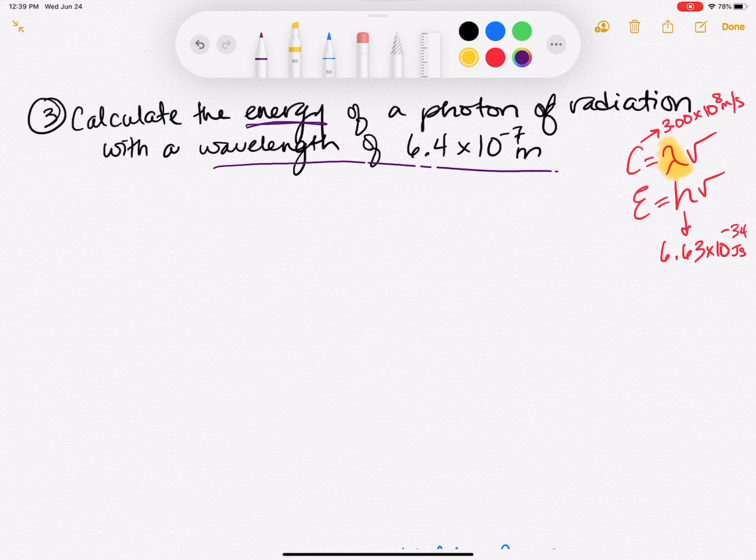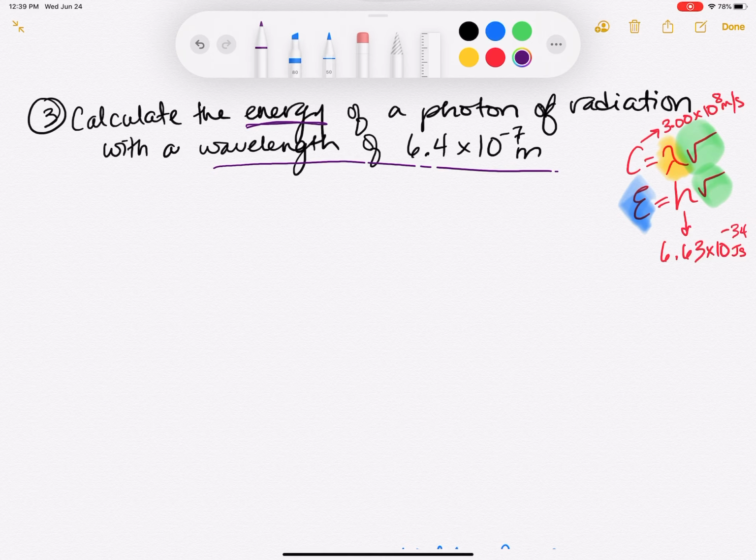You just have wavelength. And you're ultimately trying to solve for your frequency to begin with. Once you now have your frequency, you can go to your next formula, plug that frequency in. Planck's constant is a constant, so you always know that number, and you're going to be left with your energy. So you just have to use these in a multi-step approach.